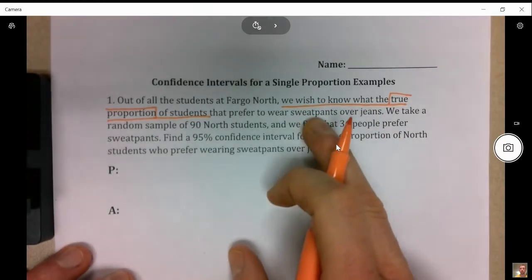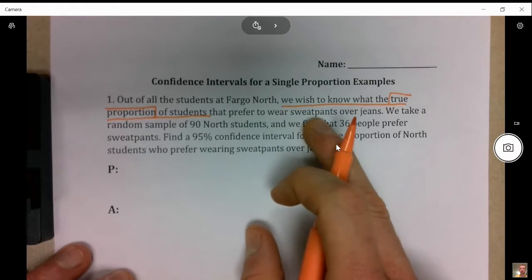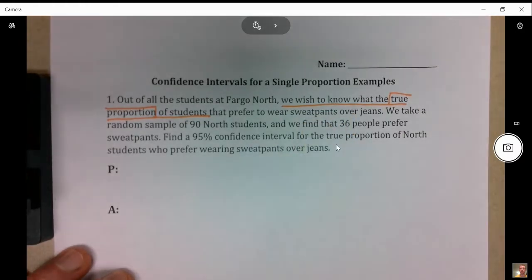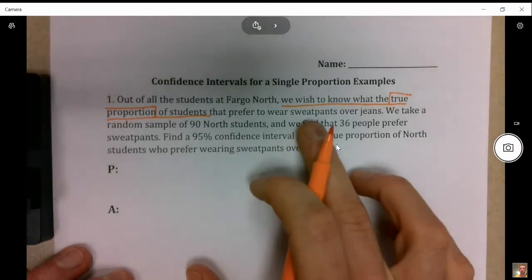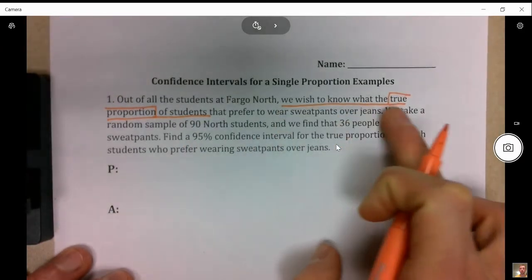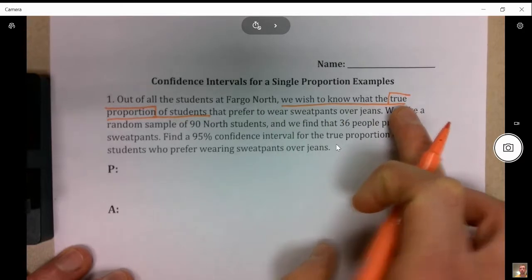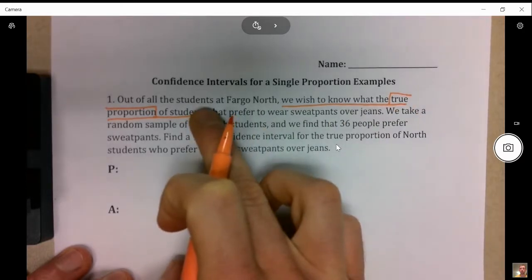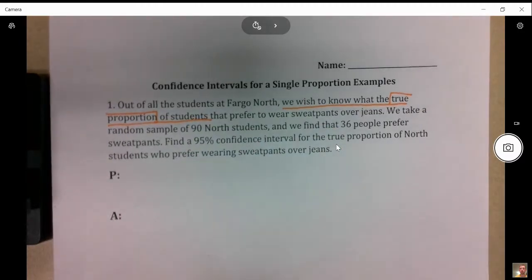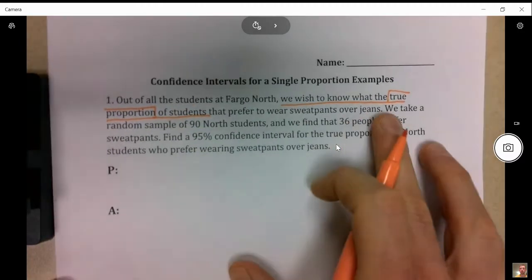Okay. Now, it's very difficult to take a census or to survey your entire population. So this is where the idea of a confidence interval comes in, where we are able to estimate what we want to know more about. So in this case, the true proportion of sweatpants people. But we can make that estimate based off of a smaller sample, okay? So here's our methodology here.